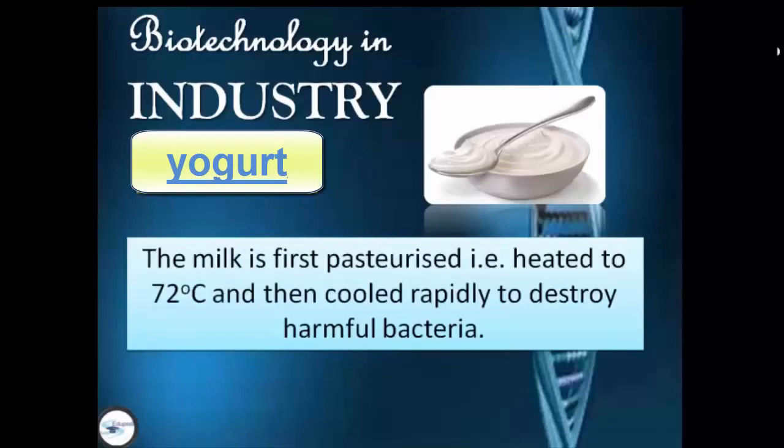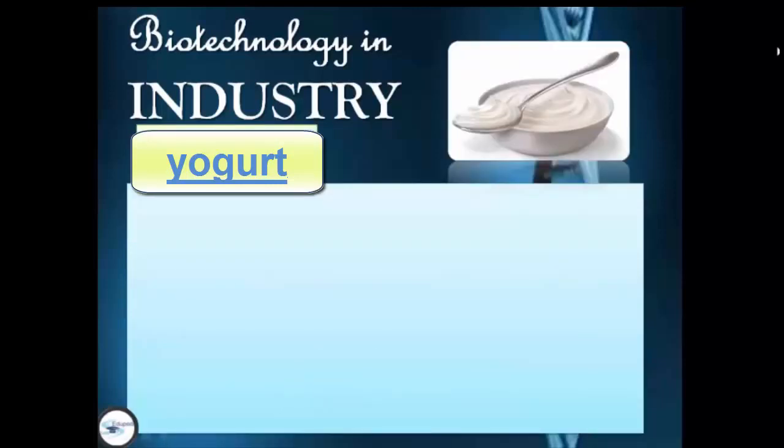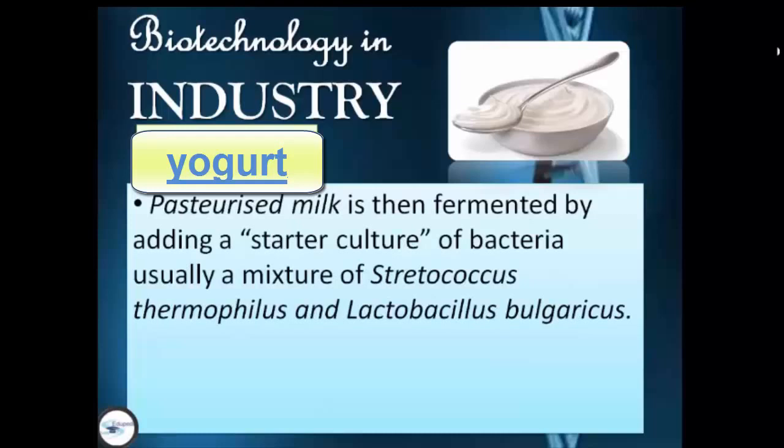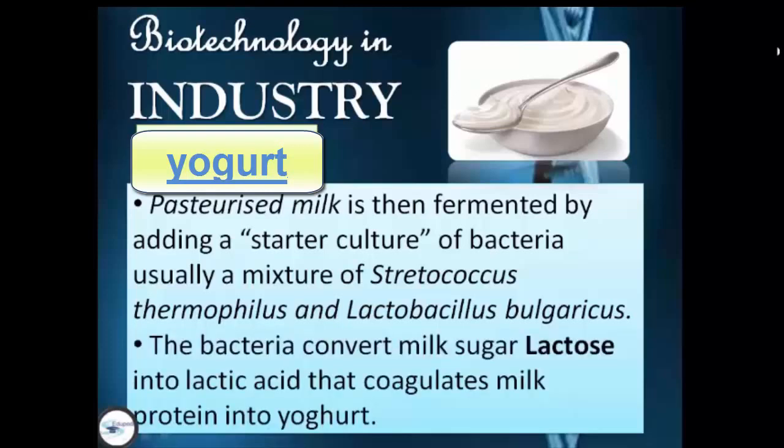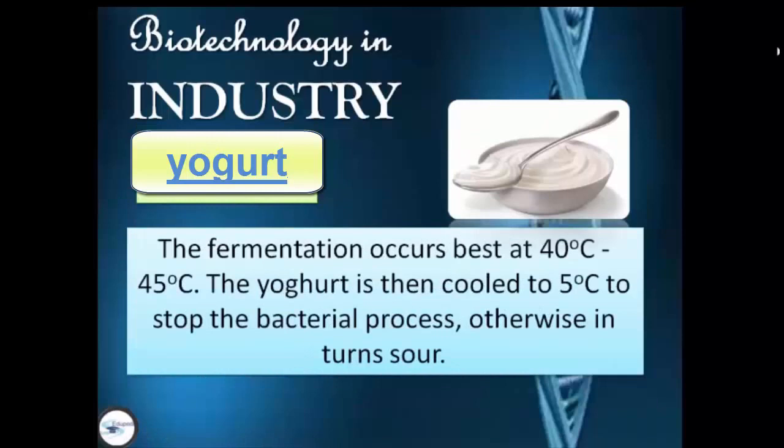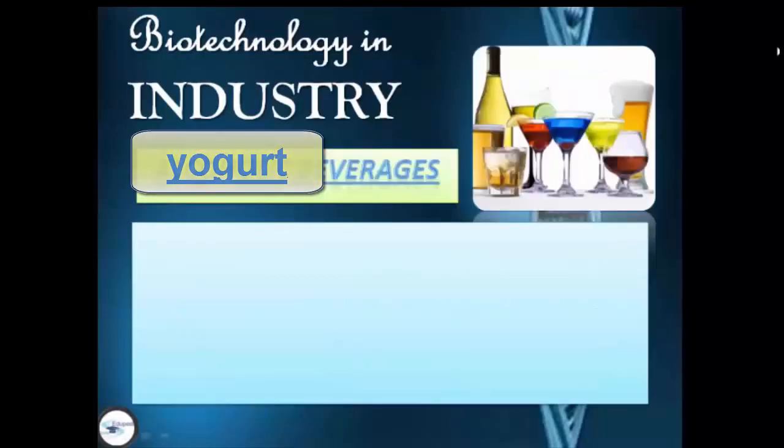The third example, we have the yogurt. The milk is first pasteurized and heated to 72 degrees Celsius and then cooled rapidly to destroy harmful bacteria. Pasteurized milk is then fermented by adding a starter culture of bacteria, usually a mixture of Streptococcus thermophilus and Lactobacillus bulgaricus. The bacteria convert milk sugar lactose into lactic acid that coagulates milk proteins into yogurt. The fermentation occurs best at 40 degrees Celsius up to 45 degrees Celsius. The yogurt is then cooled to 5 degrees Celsius to stop the bacterial process, otherwise it turns sour.